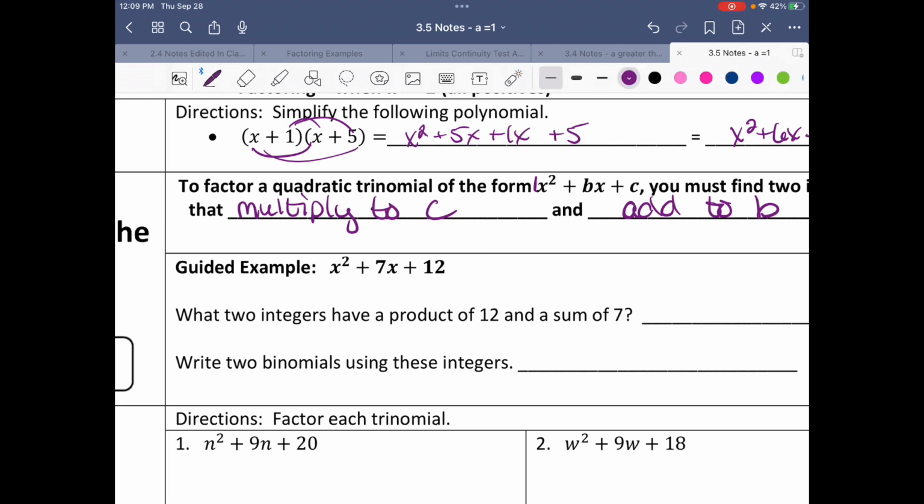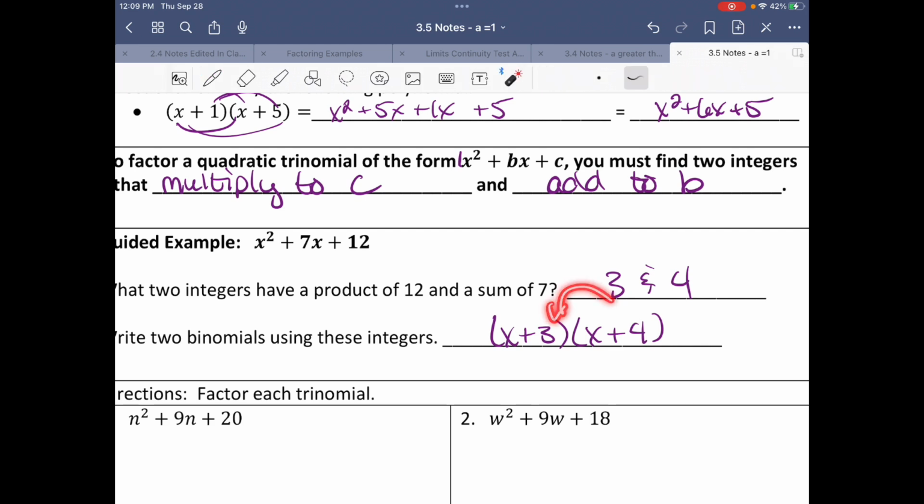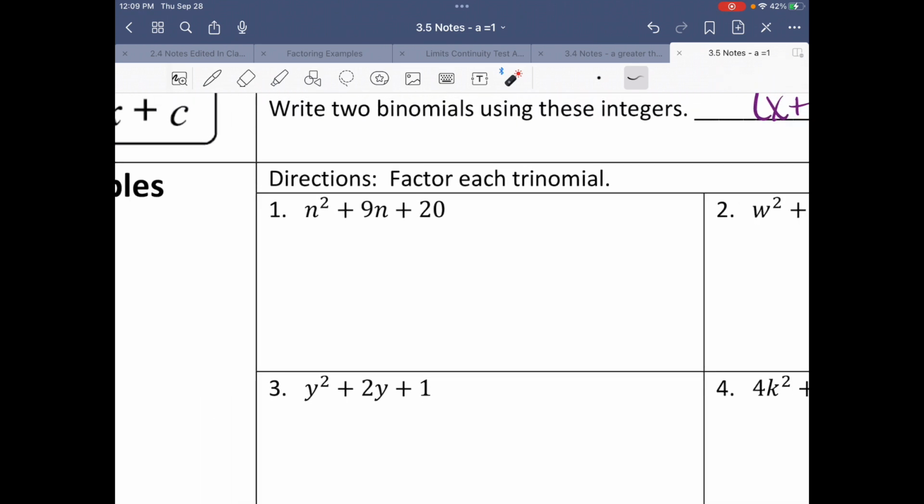But if your leading coefficient is a 1, then you go right to the C, find factor pairs of 12 that add to be 7. Okay, so the factor pairs of 12 that add to be 7 are 3 and 4. So our factors are x plus 3 and x plus 4. Okay, my plus 3 because it's positive and plus 4 because it's positive.